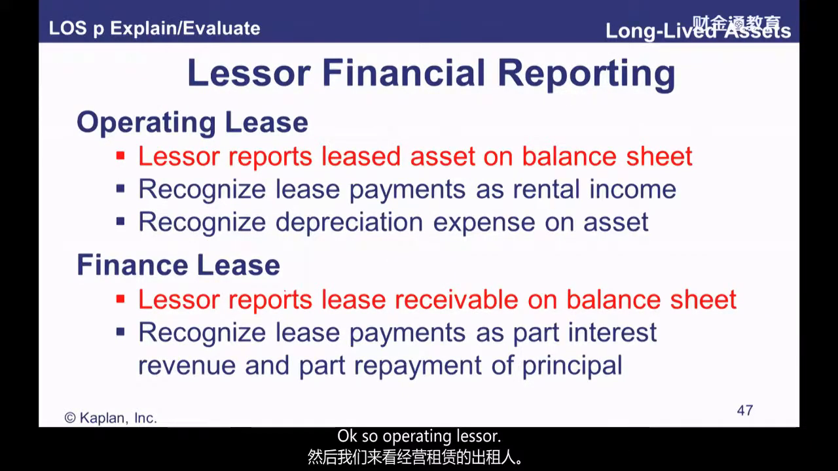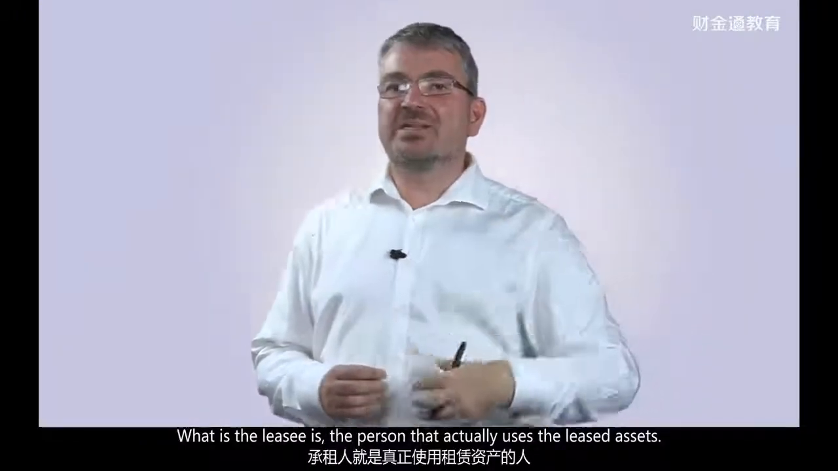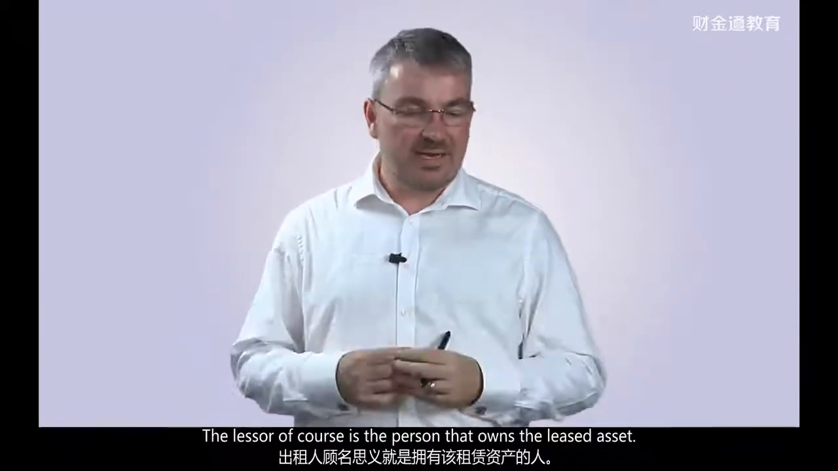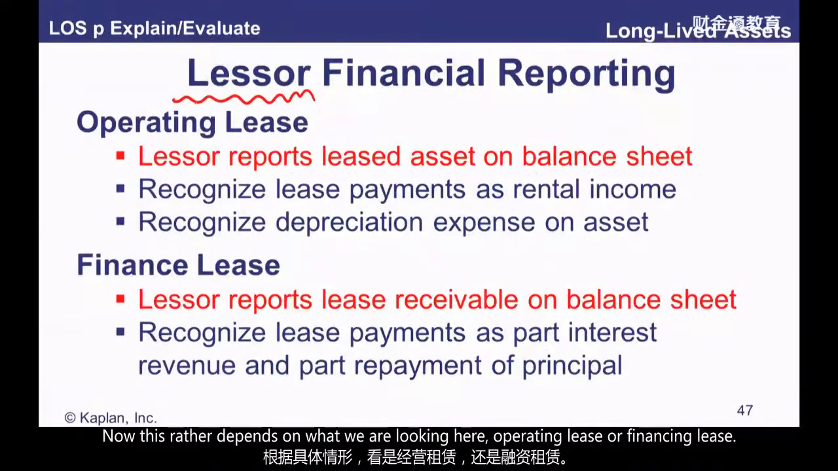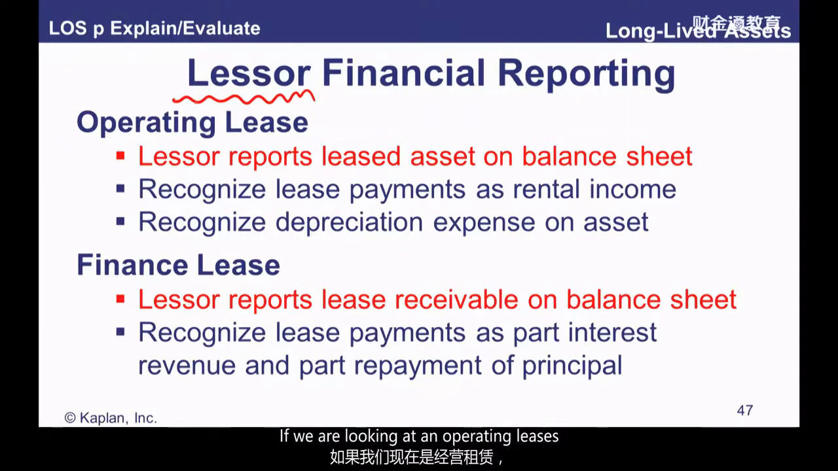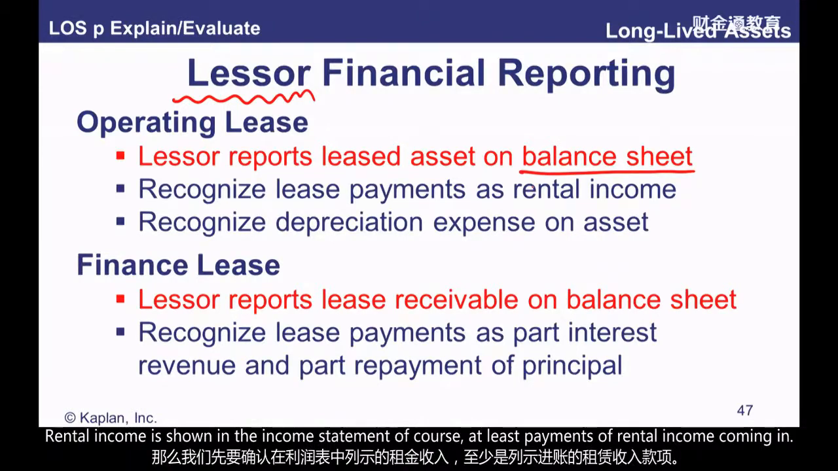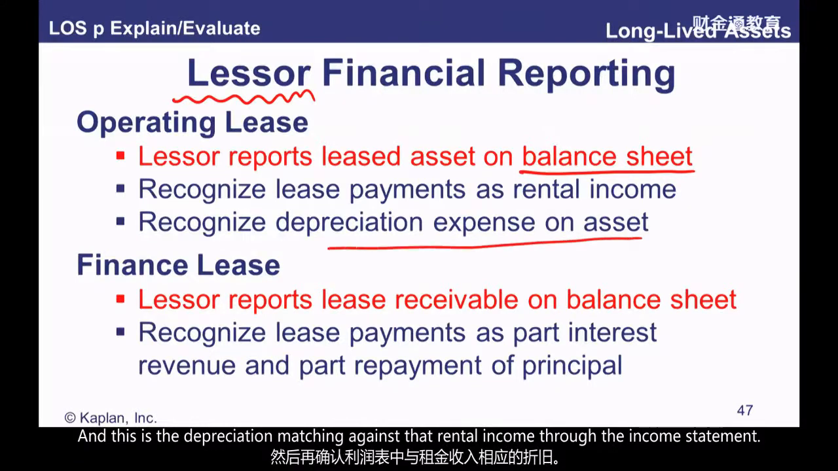Okay, so the operating lessor. We've been really talking about the lessee so far. Now, what is a lessee? It's the person that actually uses the leased asset. The lessor, of course, is the person who owns the leased asset. Now, this rather depends on whether we're looking at operating leases or finance leases. If we're looking at operating leases, the lessor keeps the asset on their balance sheet. Rental income is shown in the income statement, of course, lease payments being rental income coming in, and there's depreciation matching against that rental income through the income statement.